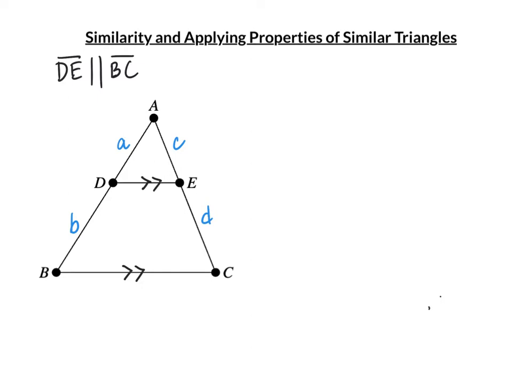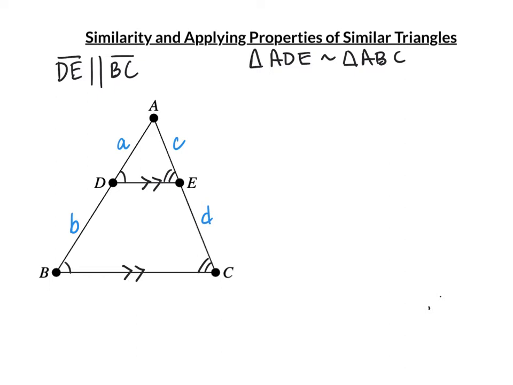Now, I'll point out that this angle and this angle are corresponding angles. They're congruent. And this angle and this angle are corresponding angles. They're congruent because of the parallel lines. Those two triangles then, the small one within the big one, are similar by angle-angle similarity. So I could say that triangle ADE is similar to triangle ABC.